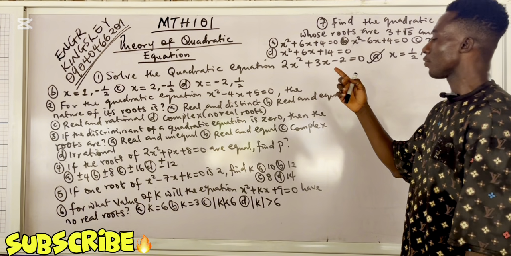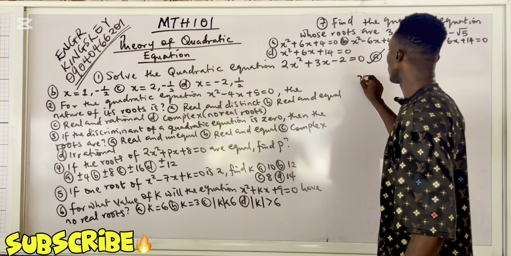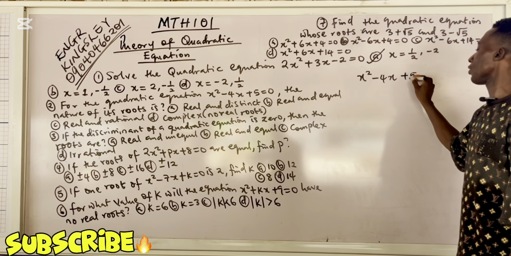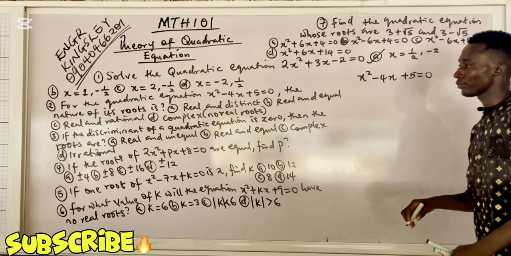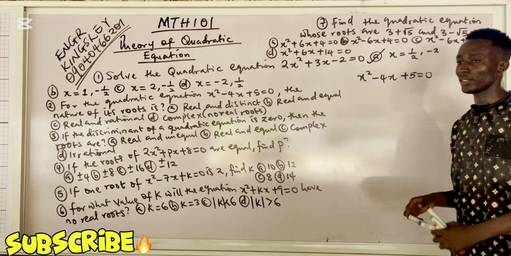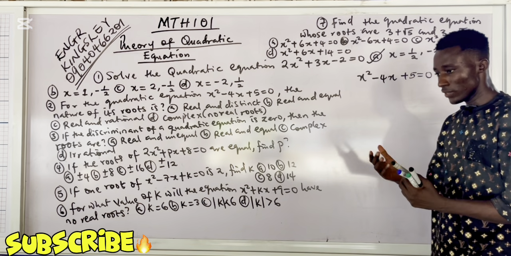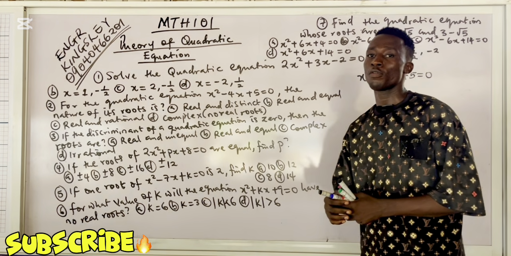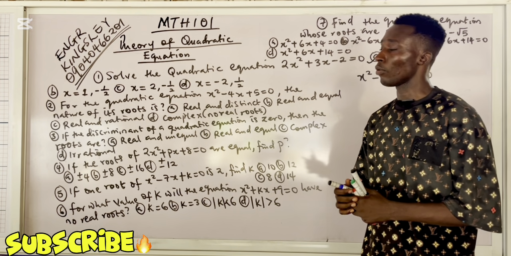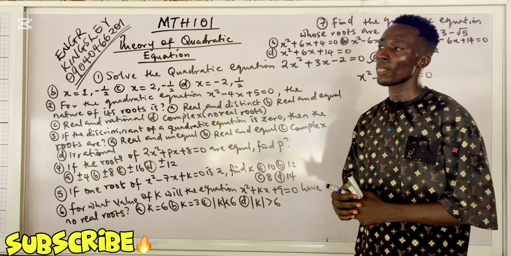For the quadratic equation x squared minus 4x plus 5 equals 0, the nature of its root is dash. This question is reminding me of what we call discriminant in polynomials or quadratic equations.